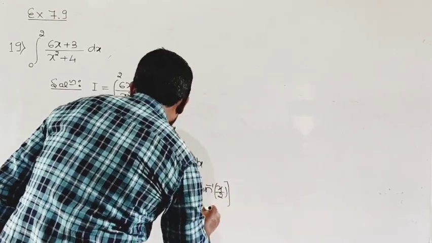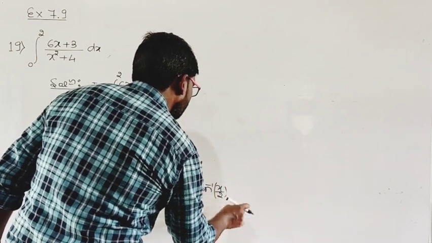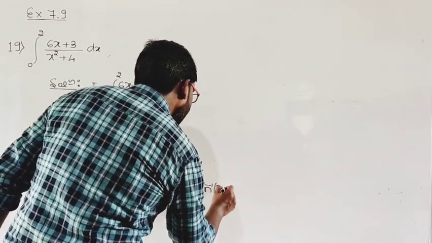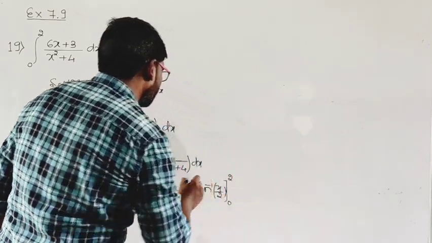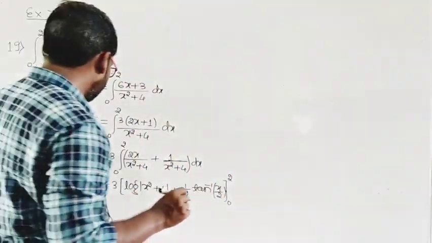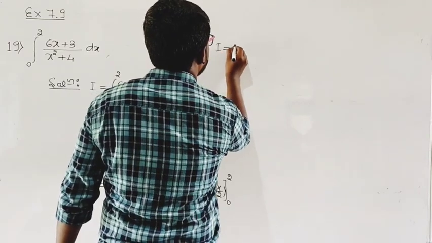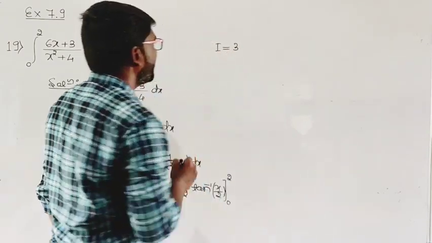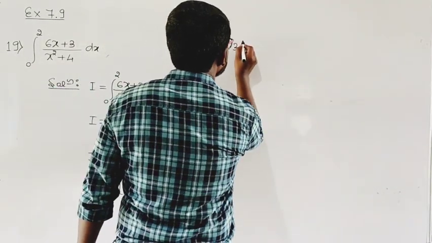Now apply the limits. It is 0 to 2, so the upper limit is 2 and the lower limit is 0. So now let us apply the limits. I is equal to 3, write it outside the bracket, then upper limit minus lower limit.